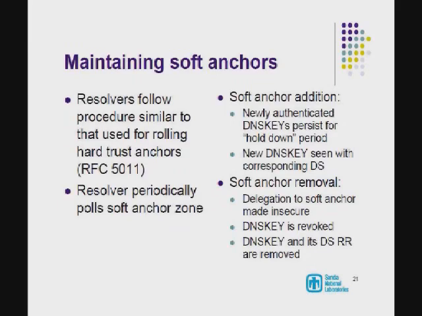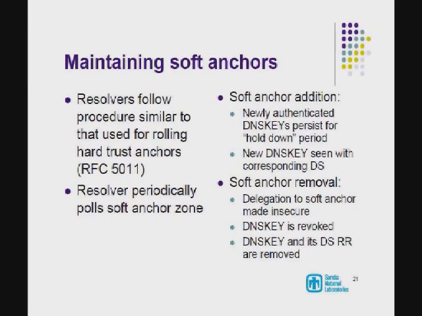And then for soft anchor removal, there are 3 ways at the moment where soft anchors could be removed. That is if the delegation to the zone where the soft anchor exists is made insecure for some reason. So in other words, if the DS records are removed at some point in the ancestry above it, or if the DNS key is revoked, and when I say revoked, I mean in terms of RFC 5011 standards, or if a DNS key corresponds to the DS resource record, and both are removed.